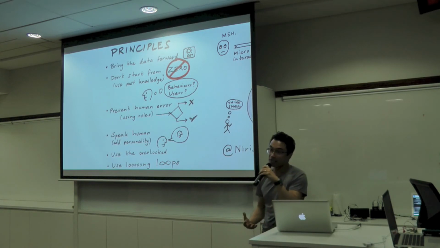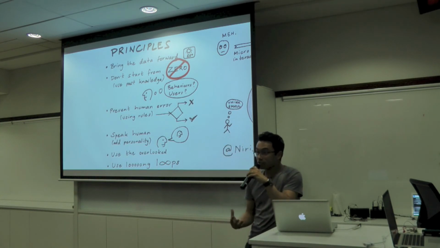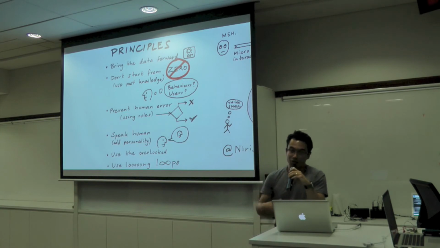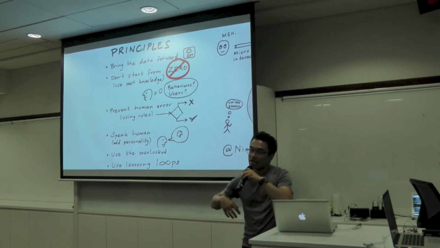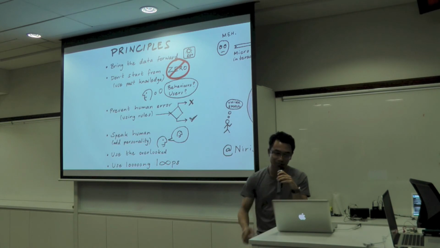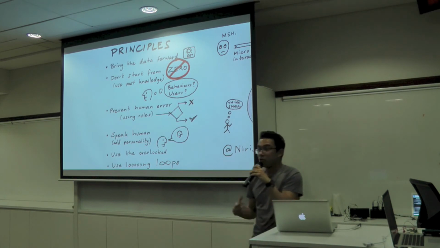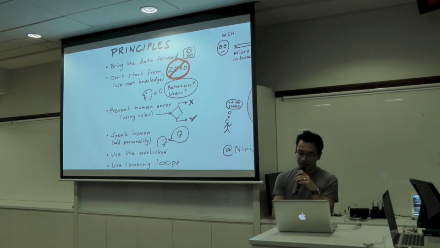Don't start from zero. There's always some base knowledge you can start from about your users and the behaviors they perform, and based on that, you can create smart defaults to prevent users from having to take unnecessary actions. Again, you can use rules to prevent human errors. And when you're talking to users, speak human, add personality to the application. Use the overlooked, use long loops.